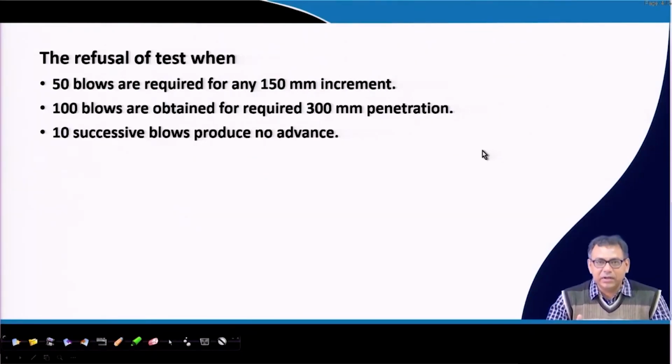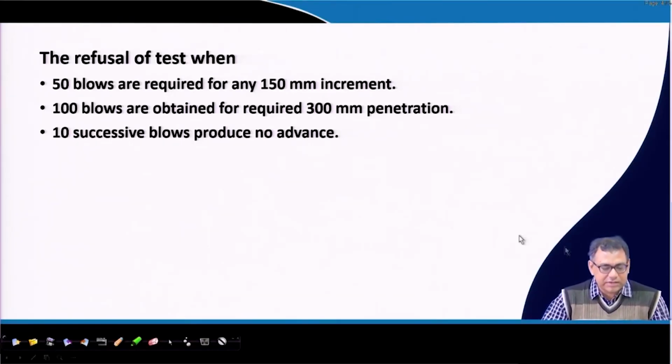Now, when do we finish our test? One option is that we fix up to which depth we will do the test. Another option: every time you have to go for 450 millimeter penetration, but sometimes because there is a very hard strata, we cannot go for 450 millimeter penetration. Then when will we stop the test in such a case? For that purpose we have to satisfy a few conditions.